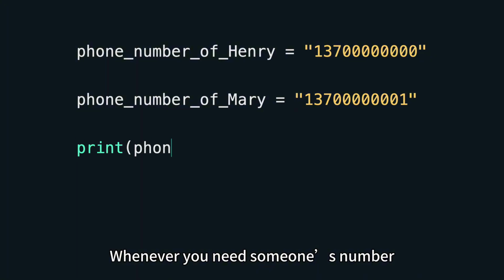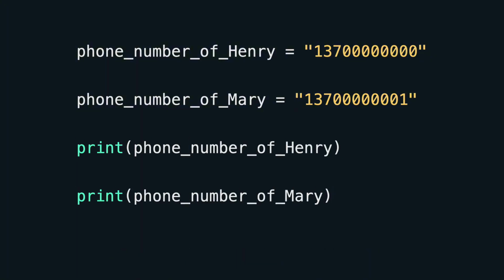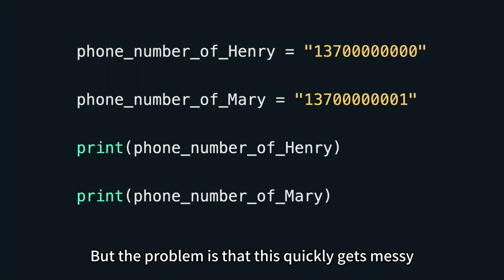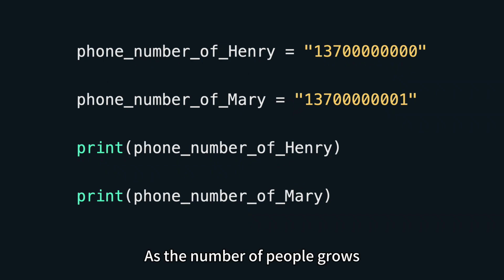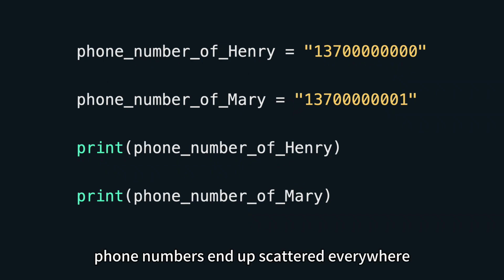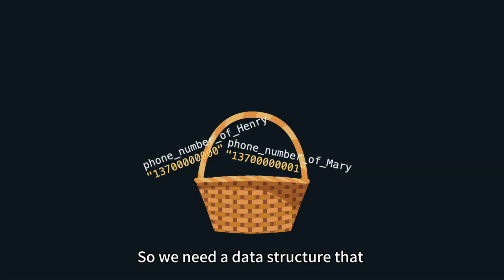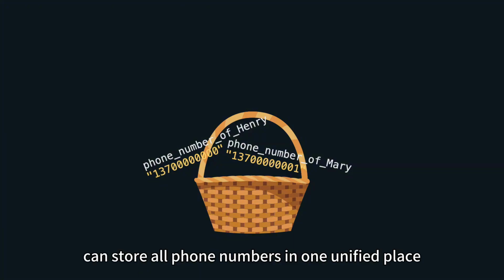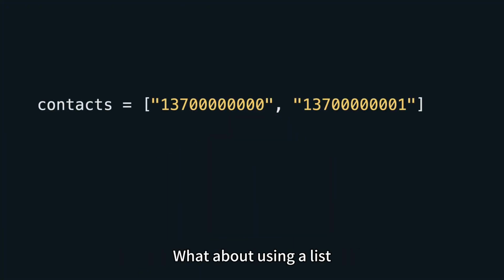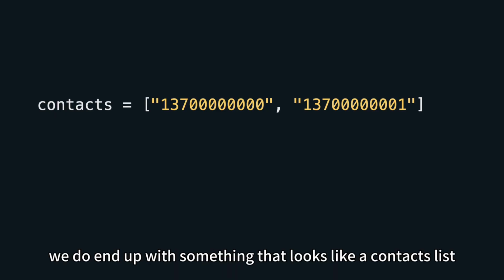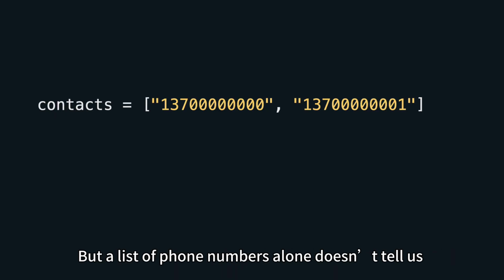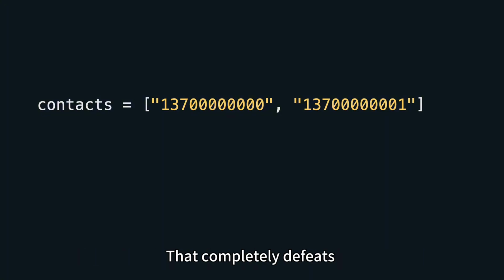Whenever you need someone's number, you just print that variable, but the problem is that this quickly gets messy. As the number of people grows, phone numbers end up scattered everywhere. So we need a data structure that can store all phone numbers in one unified place. What about using a list, which we learned earlier? If we use a list, we do end up with something that looks like a contacts list. But a list of phone numbers alone doesn't tell us who each number belongs to. That completely defeats the basic purpose of a contacts list, looking up numbers by name.